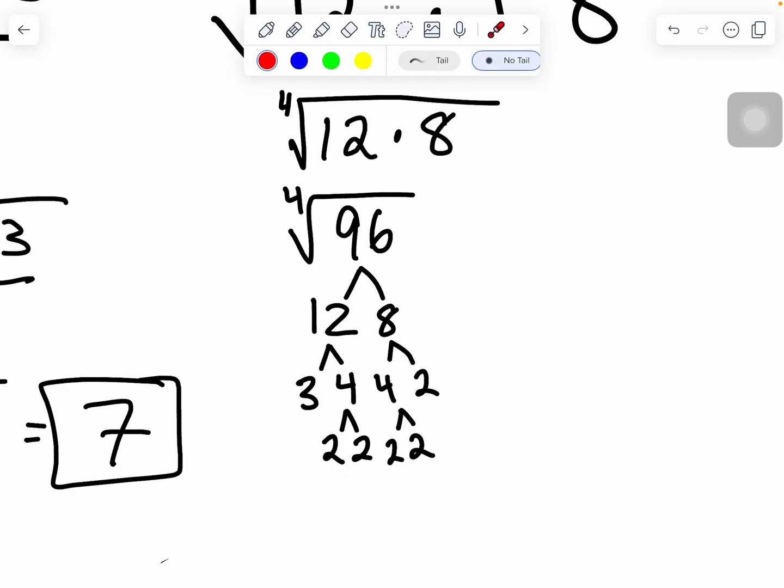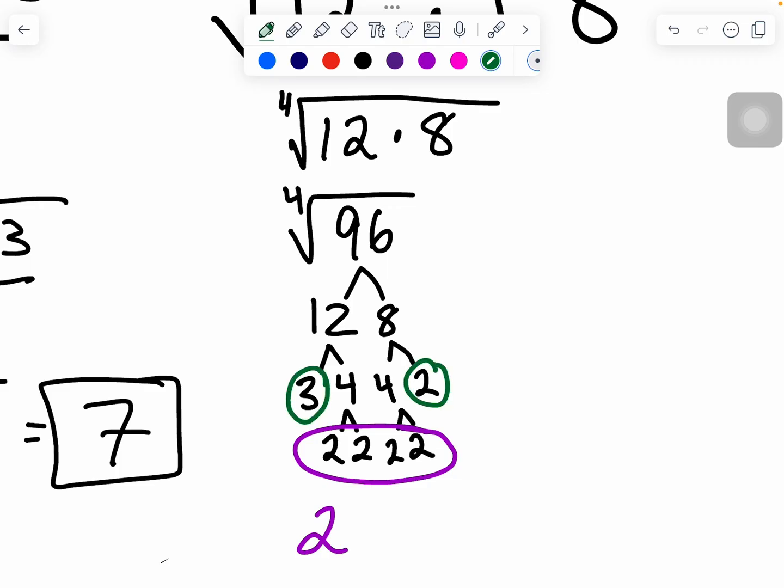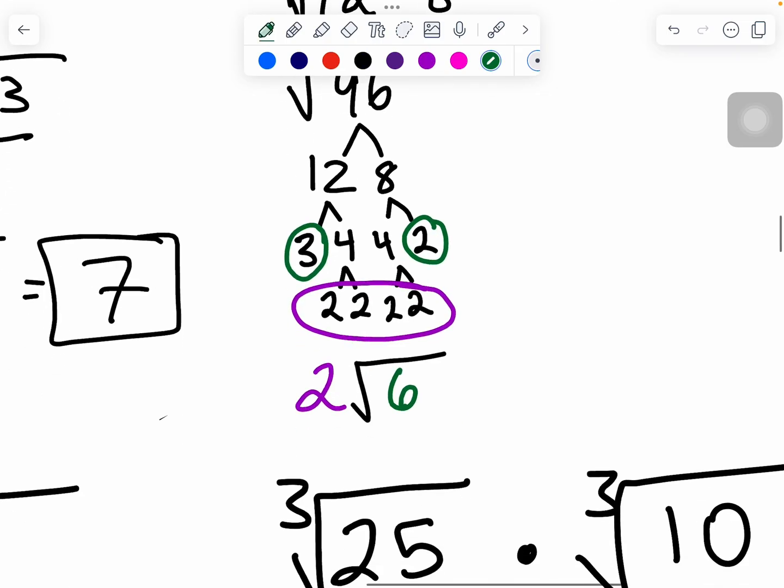Now, I started with a fourth root, so I have to have 4 of a single number to be able to pull one out. I see 4 2's right here, so I have a 2. But I'm left with a 3 and a 2 underneath. So 3 times 2 gives me 6. So my root breaks down to 2 root 6.